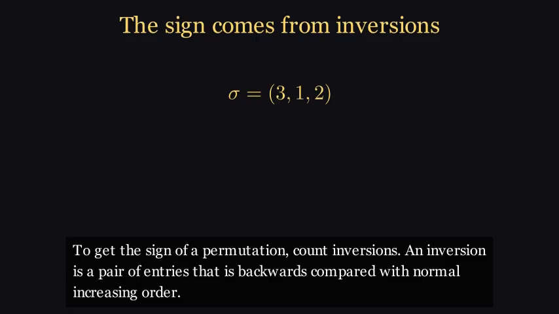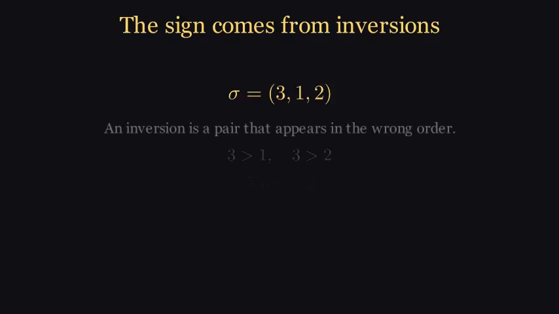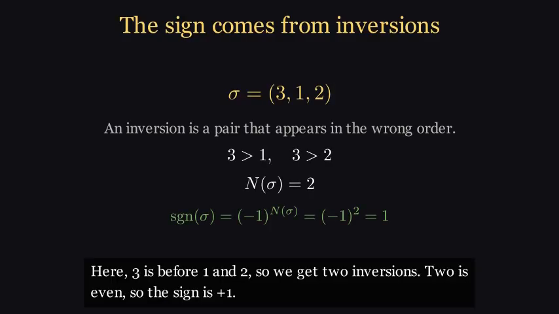To get the sign of a permutation, count inversions. An inversion is a pair of entries that is backwards compared with normal increasing order. Here, 3 is before 1 and 2, so we get 2 inversions. 2 is even, so the sign is +1.